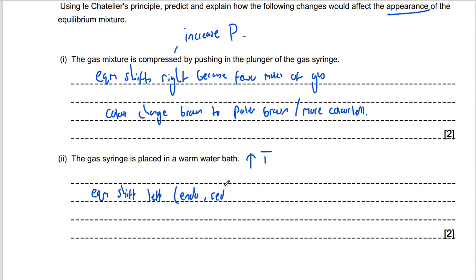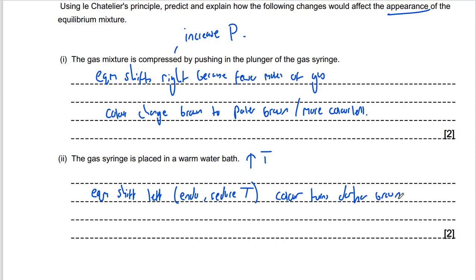Reduce temperature. And the color change is just going to get darker, isn't it? So the color turns darker brown. Nice and easy. So there you go.